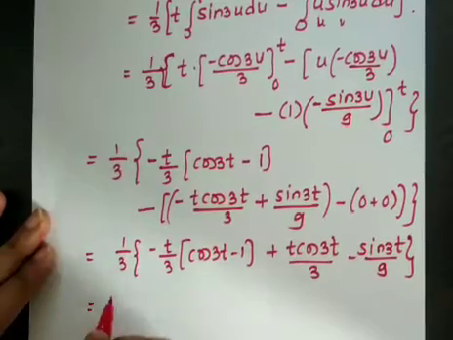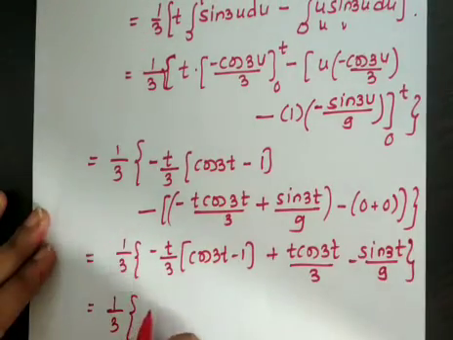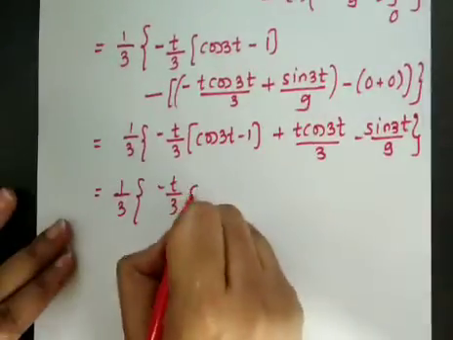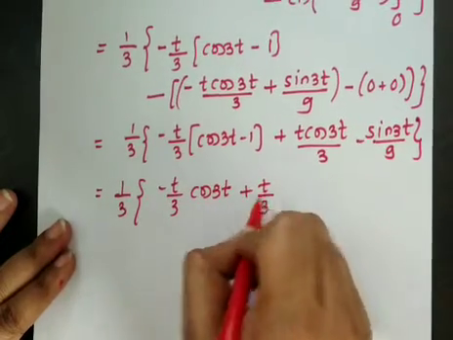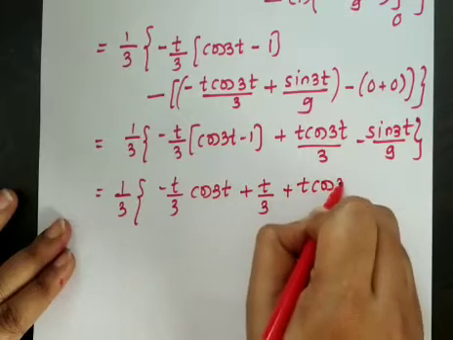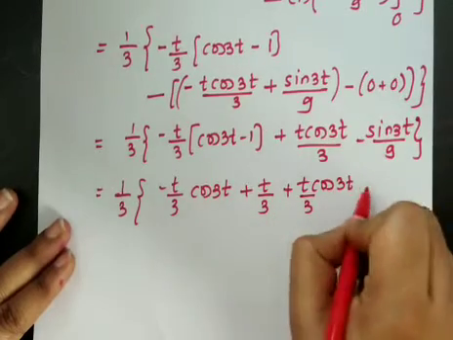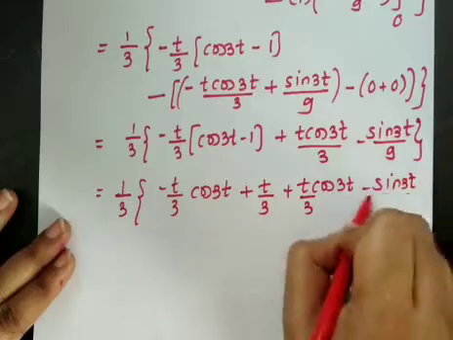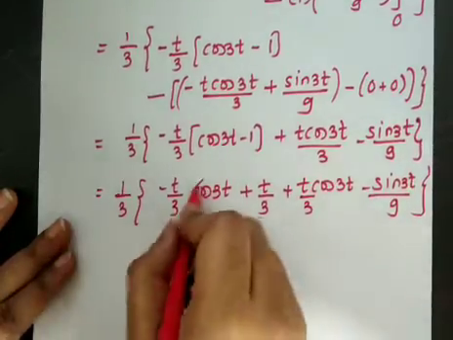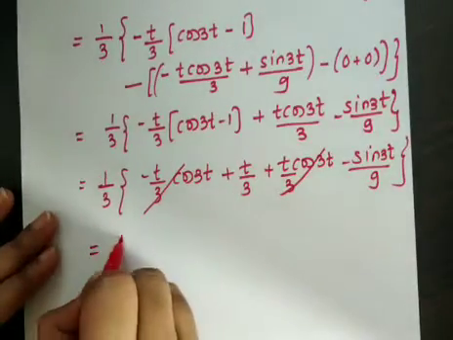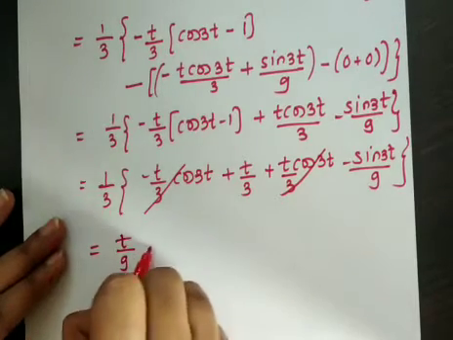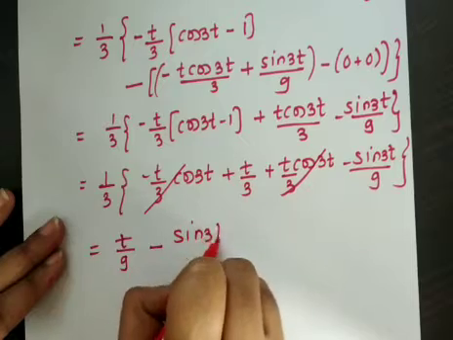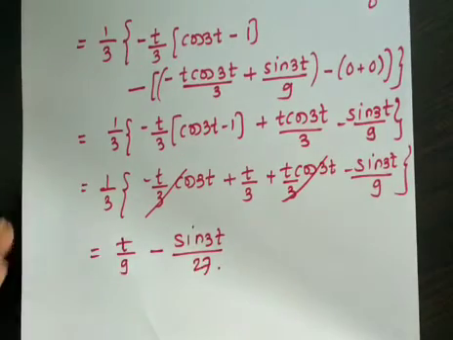That is equal to 1 by 3 into minus t by 3 cos 3t, minus, plus t by 3, plus t cos 3t by 3 minus sin 3t by 9, and here these two terms get cancelled, so it is 1 by 3 into t by 3, that is t by 9 minus sin 3t by 27 will be the answer.